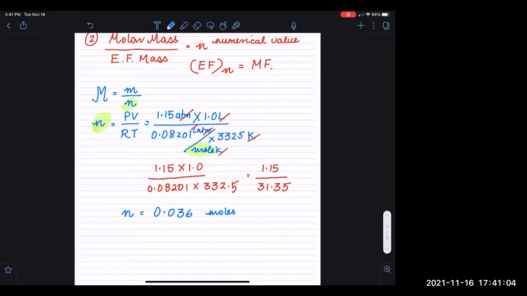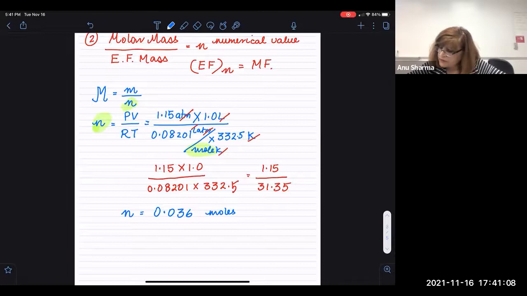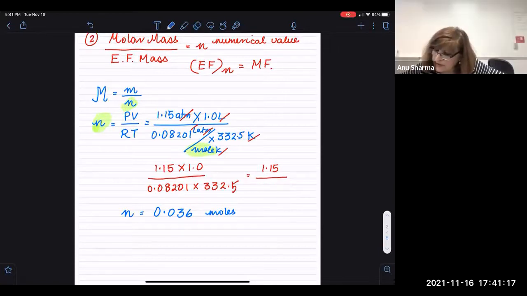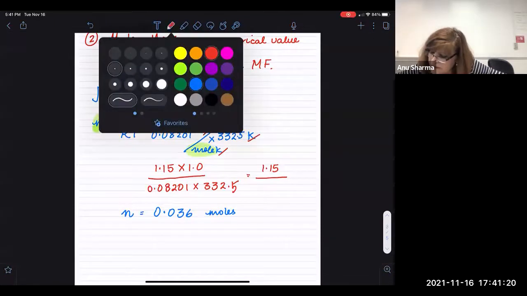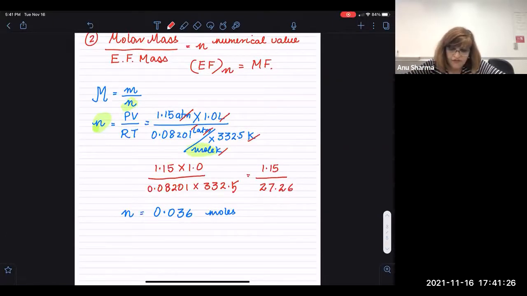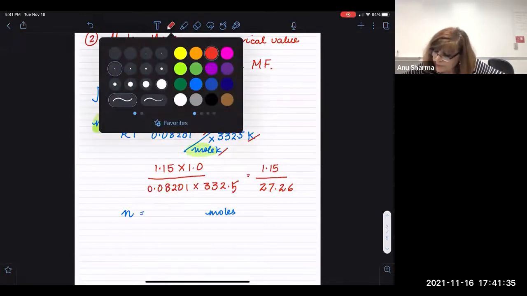I think it's your denominator. It should be 27.26. 1 times 332.5 is equal to 27.26. Okay, sorry, my mistake here. This is 27.26. Then 1.15 divided by 27.26 is equal to 0.0421. That's correct.